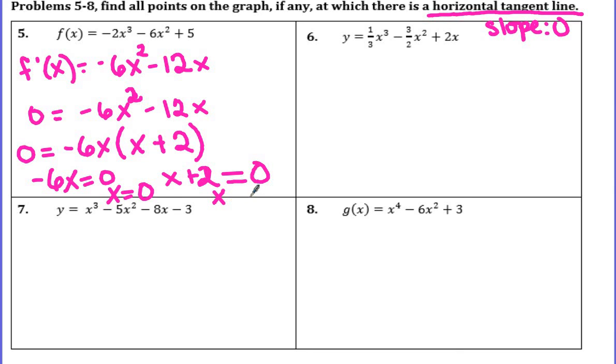So that means at x is equal to negative 2 and at x equals 0, you're going to have a horizontal tangent line. You guys only need to do this one. Don't worry about 7 or 8, just do number 6 and you're just unfactoring that one.